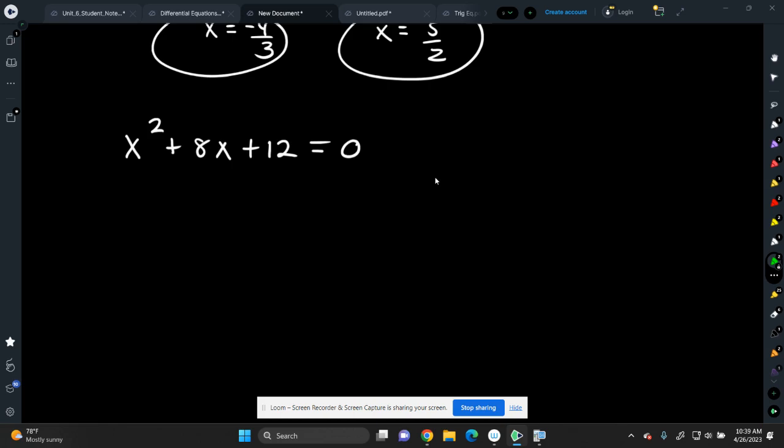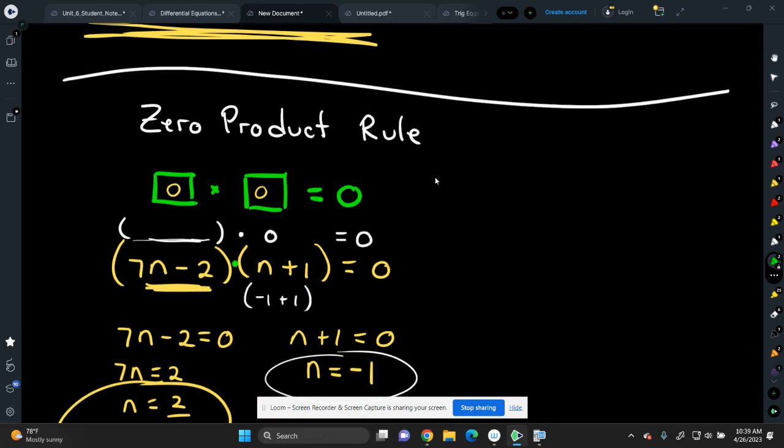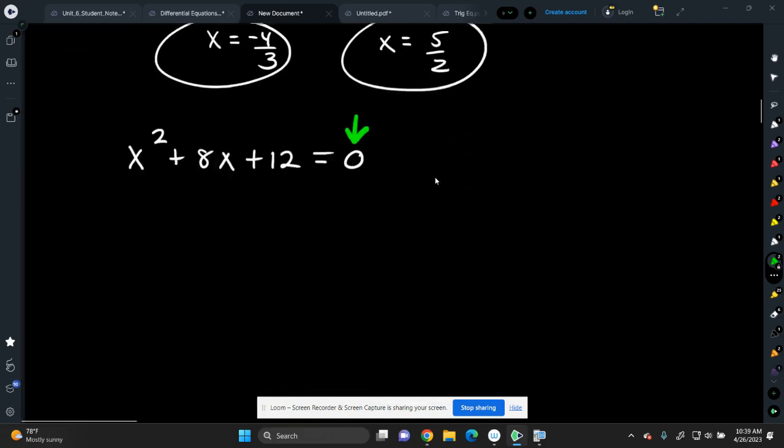Now, one thing that's absolutely necessary is it must equal 0. It has to equal 0 because what are we doing? We're using the zero product rule, and it doesn't work if it doesn't equal 0. Okay, it has to equal 0 in order to do this.